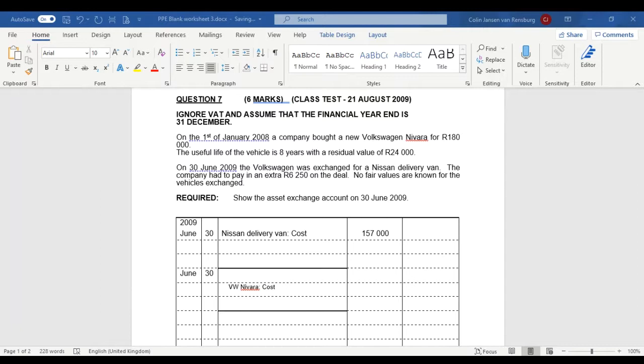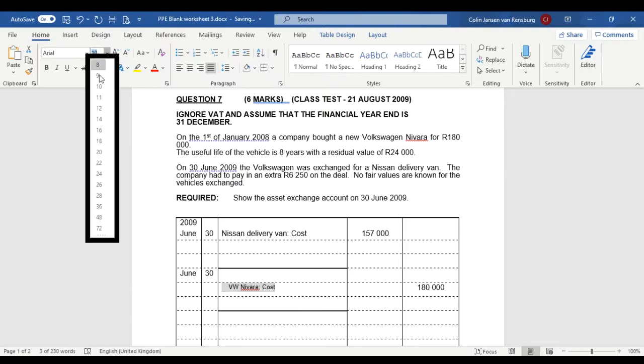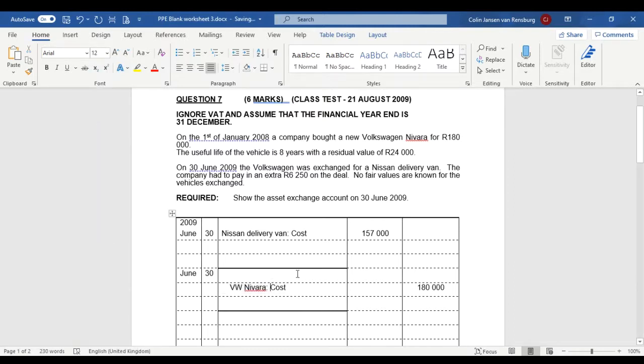When we purchased it, what did we capitalize as the cost of that original Volkswagen Navara? 180,000. Thank you, Zuki. Thank you, CPUT. So that means that is still the balance that is on that account, and we now want to get rid of that account. So we've got to go and credit that with 180,000 rands. Right. We've got to go and credit that account.